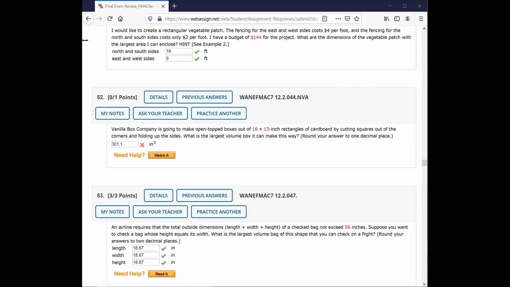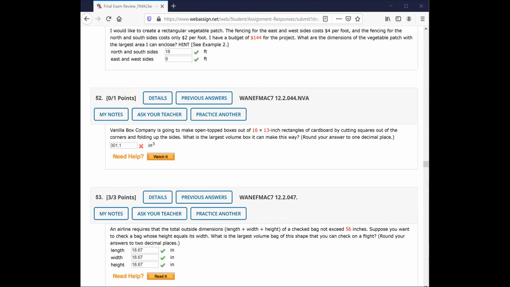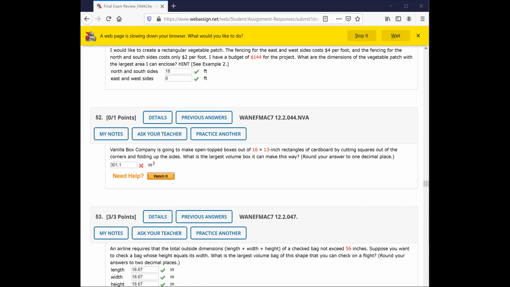I don't understand these open top box problems. I think it's like 16 minus 2x and 13 minus x. Oh, I'm sorry. What I mean is I never get a box that's open. I always get a lid. So what you're doing is, this is 16 and this is 13 if you want. You're taking squares out of the corner.